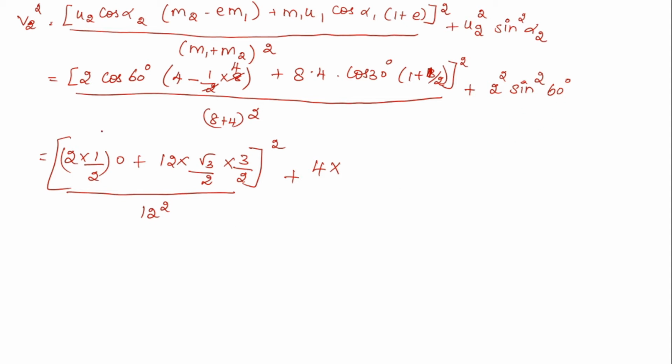Into sin square 60 is nothing but root 3 by 2 the whole square, so it will be 2 will be 4, 4 3s are 12, so it will be 3 3s are 9, root 3 the whole square, divided by 144 plus 4 into 3, root 3 square is 3 by 2, 2 square is 4, so it will be 4 and 4 will get cancelled, remaining 3 only there. So 9 square is 81.